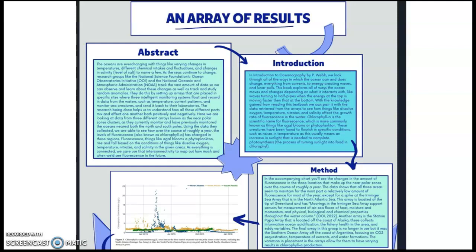Another array is the Station Papa array, that is the location off the coast of Alaska. These collect information on ocean acidification, the fishery health in the area, and the eddy variables. The final array in this group is no longer in use, but it was the Southern Ocean Array off the coast of Argentina, focusing on the CO2 sequences, temperatures of currents, and the water formations. The variation in placements in the array allowed them to have varying results in chlorophyll as a product.